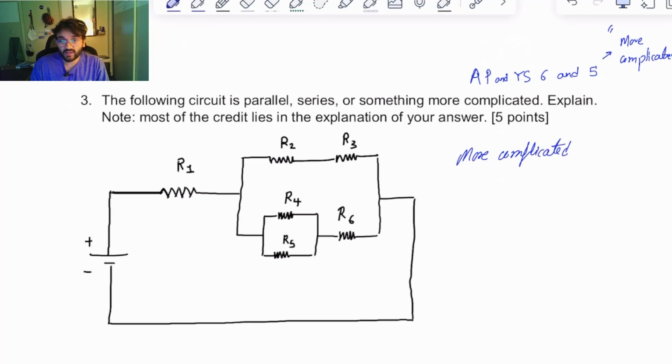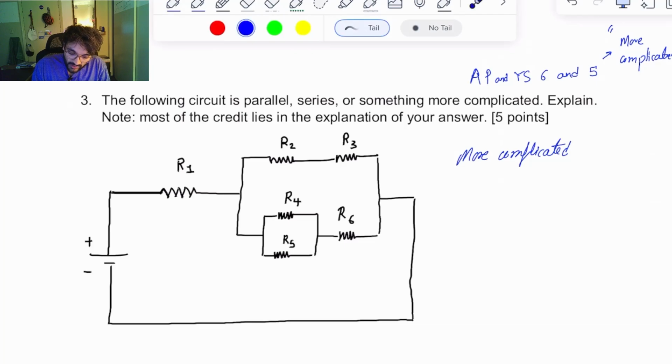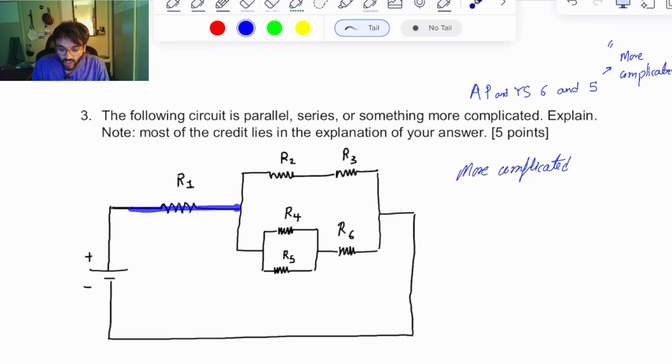right? Because you cannot just say that this is a series circuit or this is a parallel circuit. I accepted any explanation along the line of this: the current that goes through R1 gets divided into two branches, and then it goes through R4 and R5, combines back to R6, and the current that was coming through R1 gets combined back, and you get the same current that you started from. If you have written something like that, I have given you full points.